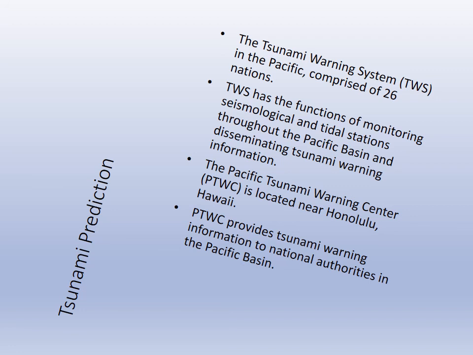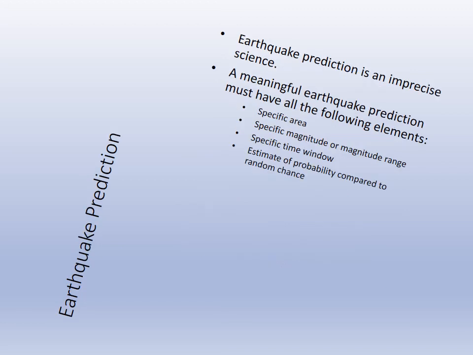26 nations comprise the tsunami warning system because tsunamis are most prevalent in the Pacific Ring, the Ring of Fire. So 26 nations rely on each other for tsunami detection. Now, it is impossible to predict when an earthquake occurs, but you can estimate the probability of earthquakes looking at the area and looking at the past earthquake occurrences.